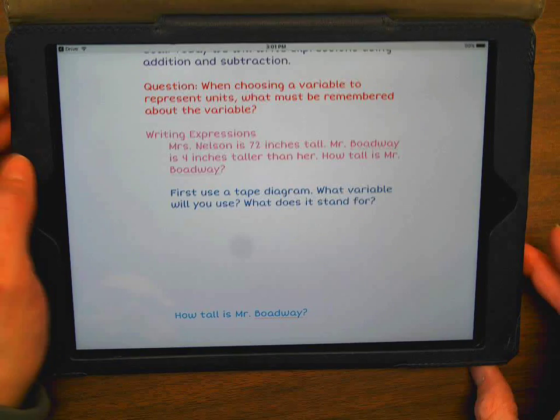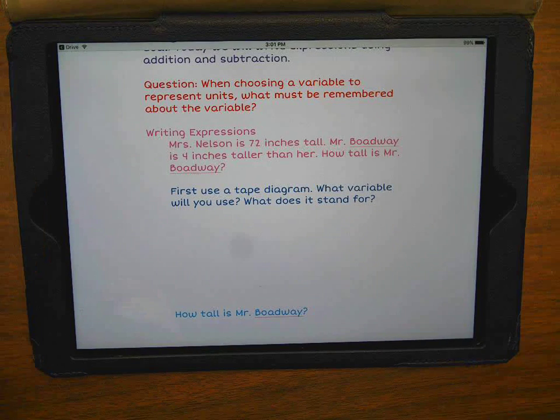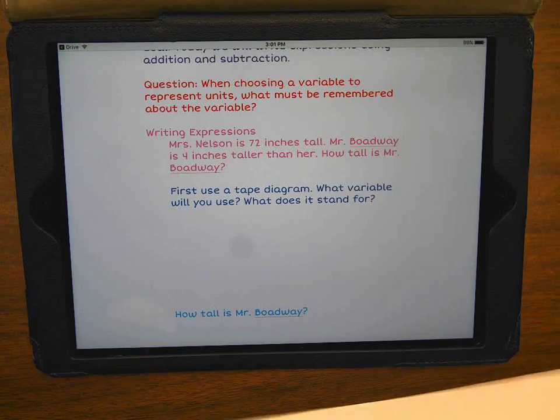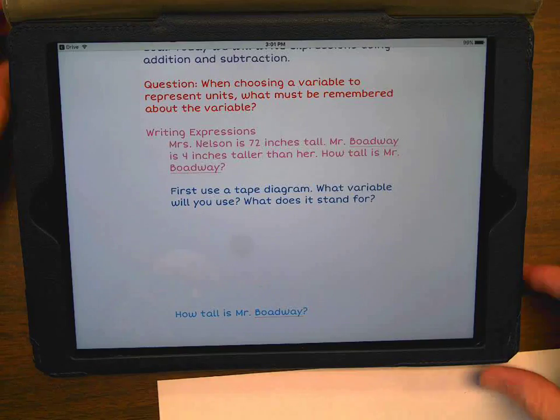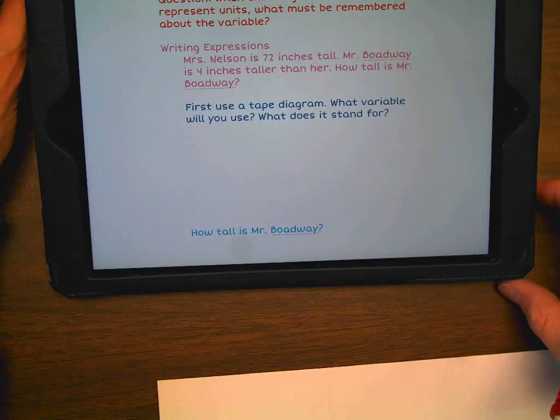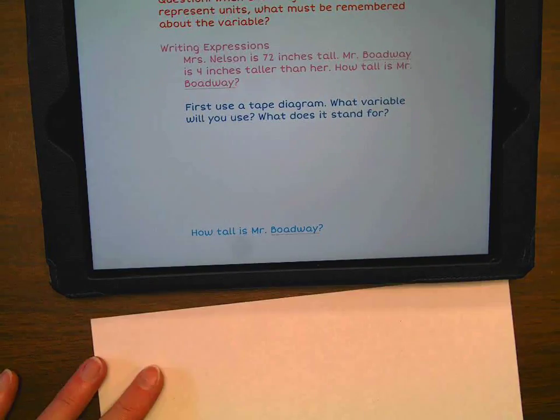Okay, so some of you are already thinking, okay, well, that was really, really easy. But what you are working on in this lesson is actually writing expressions that involve addition and subtraction. And after you write those expressions, you may be asked to evaluate them. And remember, evaluate means to solve. So I'm going to move this up a little tiny bit so that we can work with some paper.